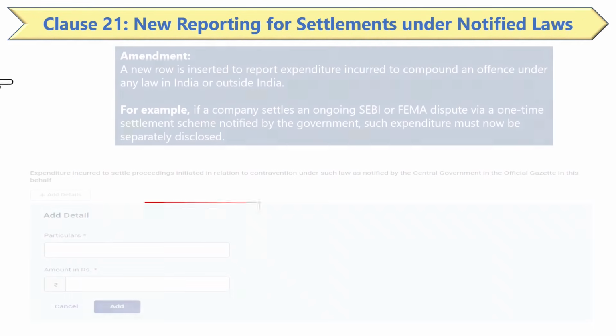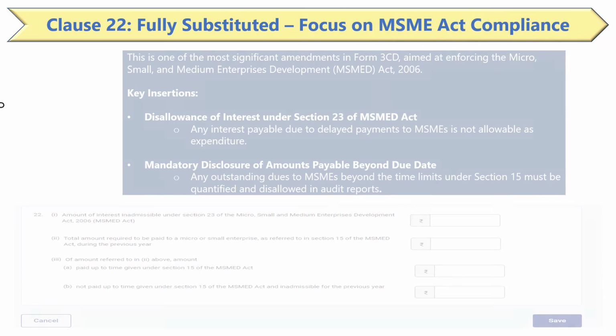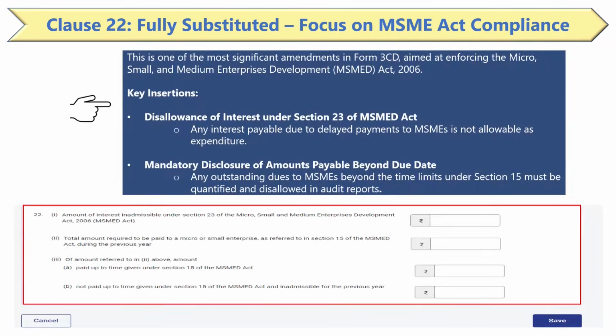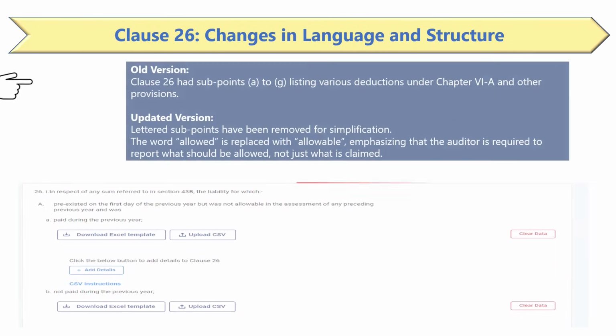Clause 21 now requires reporting of settlements under notified laws. A new row has been inserted to report expenditure incurred to compound an offence under any law in India or outside India. Clause 22 has been fully substituted to focus on the MSME Act compliance. Therefore, the auditors are now required to give mandatory disclosures of amount payable beyond due date to the MSMEs under Section 15.